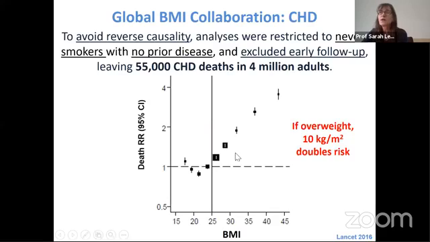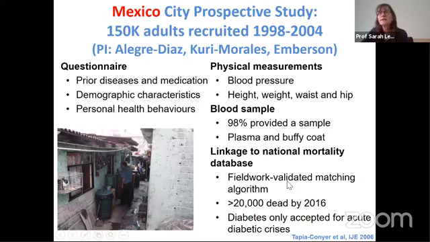And what they saw quite clearly then was, at least down to a BMI of about 20, and certainly for anyone who was overweight, for every extra 10 units of BMI, there was an approximate doubling in risk. So how does this compare with those other studies that we've looked at in the low and middle income countries? Well, here's a study in Mexico City, a prospective study of 150,000 adults recruited around the turn of the century.